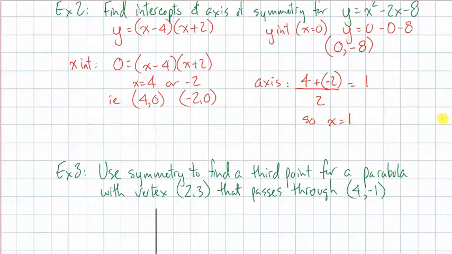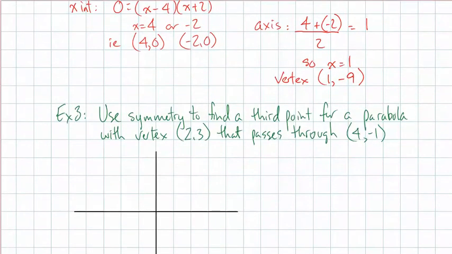And therefore, I know my vertex will be at 1, comma, y value. Put 1 into the equation. 1 squared minus 2, that's negative 1, minus 8, that's negative 9. That's a way to find the vertex.